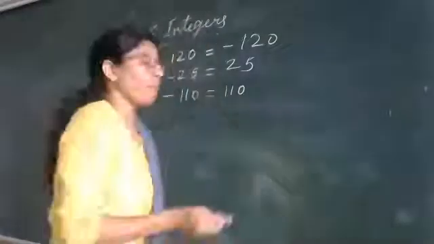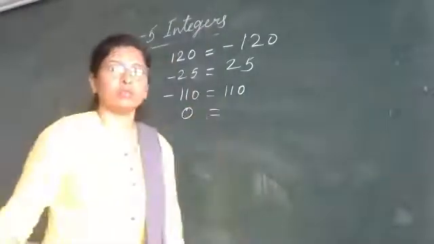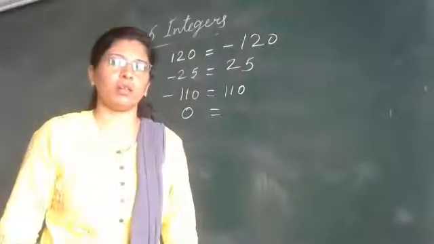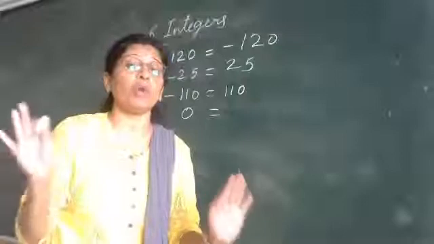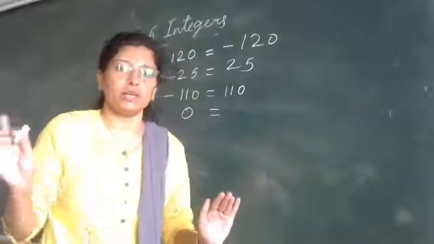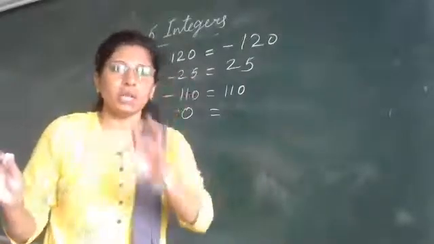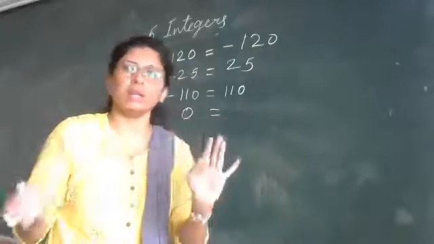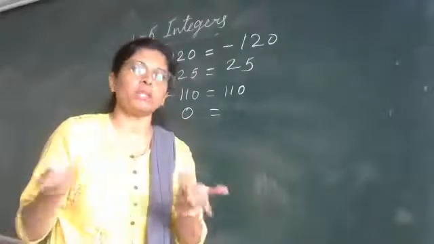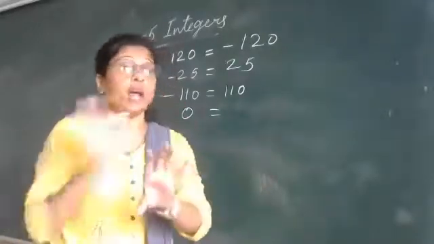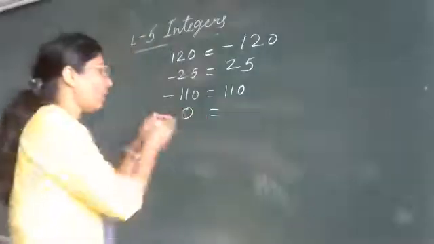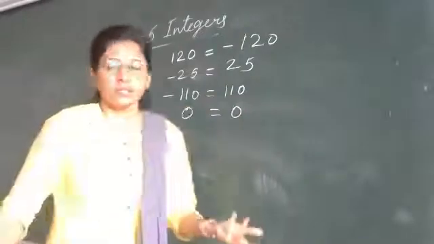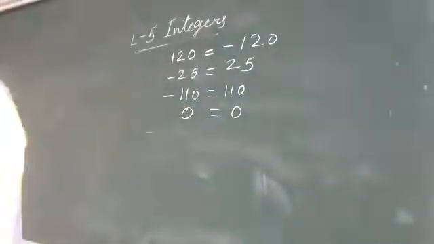Okay. Now tell me what will be the opposite of 0? 0 only, because 0 will not have any positive or negative sign. It is only a 0. Okay, 0 means nothing. It doesn't have any value. So it doesn't have any positive or negative sign. So the opposite of 0 is 0 only.